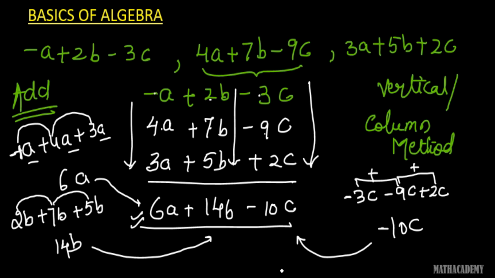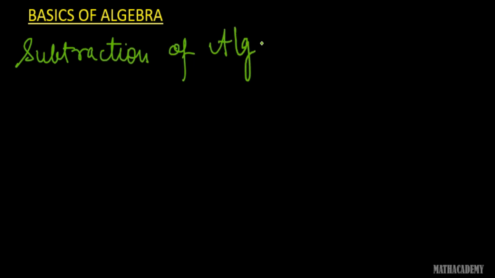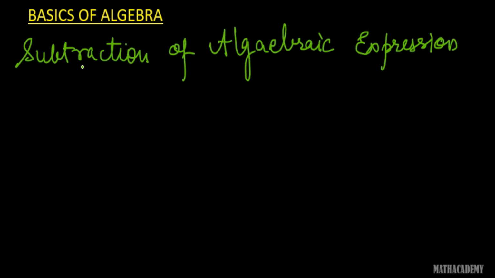I hope this is clear, how we add algebraic expressions. Now what happens if we have to subtract two algebraic expressions? So we will see subtraction of algebraic expressions. We will see the subtraction also by the vertical or the column method. Let us understand it with an example.